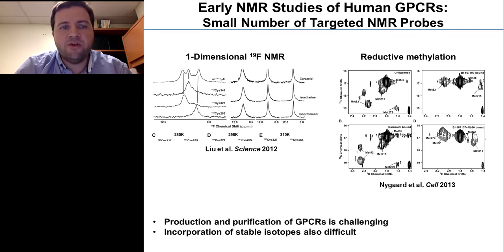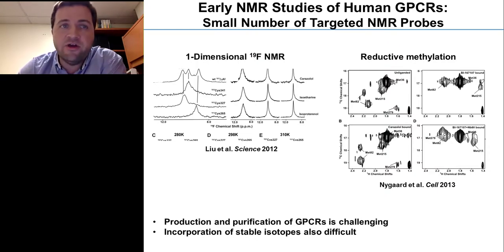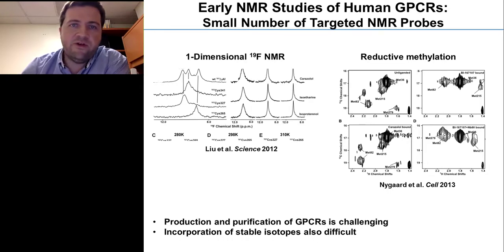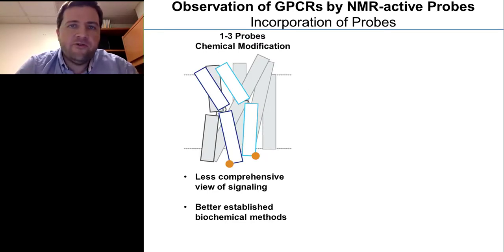And the reasons for that are really that, first, production and purification of human GPCRs is challenging, regardless of whatever technique you use to study its structure, function, and dynamics. But second, incorporation of the stable isotopes required for NMR spectroscopy is also challenging and adds further difficulties to the experiments. So my own research and interest is in trying to expand the number of NMR probes that we use to study GPCRs in order to provide a more comprehensive view of GPCR structure and function.